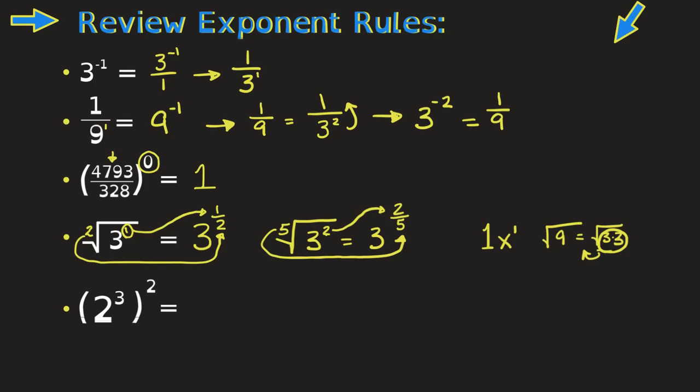And our last little reminder is that when you have a power to a power, so you have 2 to the 3rd power, all to the 2nd power, you're going to take the 3 and the 2 and multiply them together. So you'll have 2 to the 6th power, which then simplifies to 64 as your total.